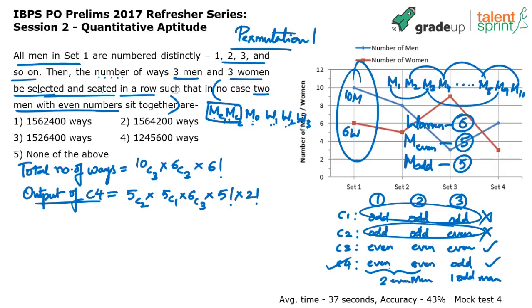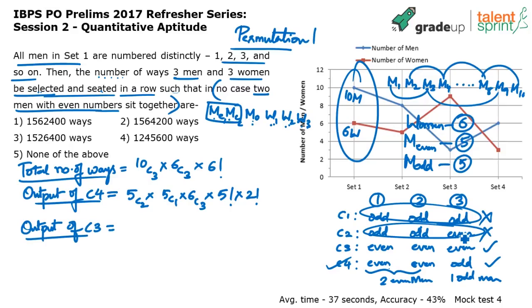Now what do you have to do? Find the output for C3. We have found the total number of ways in which all these men and women can be arranged. Now we have found the output of C4, where we have 2 even men and 1 odd man. Now look at the output of C3. From the total you have to subtract these 2, right? What will be the output of C3?